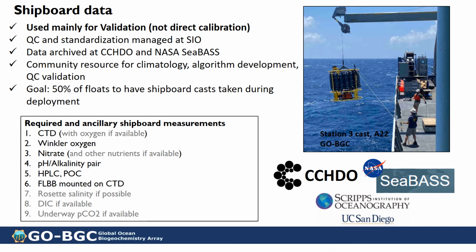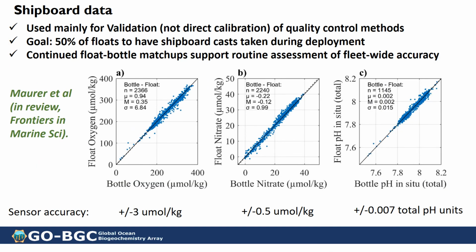And for GO-BGC, our goal is to get at least 50% of floats to have shipboard casts taken during deployment. And shipboard data is used mainly for validation, not direct calibration of quality control methods. Continued float-to-bottle matchups support routine assessment of fleet-wide accuracy and provide metrics to track the quality of the data through time and as we progress through the program.